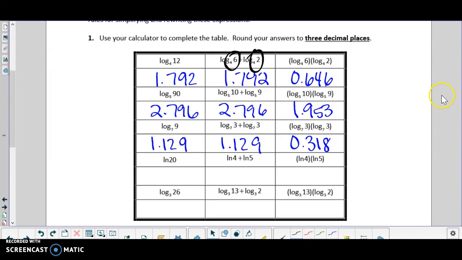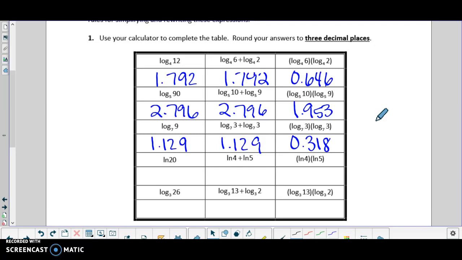And if you notice, we have 3 different rows. The first row just gives me 1 single log. The other 2 give me 2 logs that are either being multiplied together or being added together. So what we are going to be getting towards is what we call expanding and condensing. We have 1 log in the first column and 2 logs in both of the other 2. So we're going to take those 2 logs and condense them down into 1.